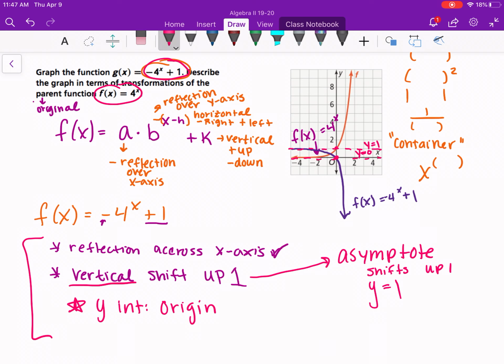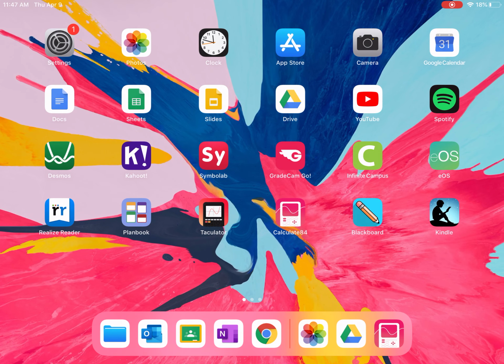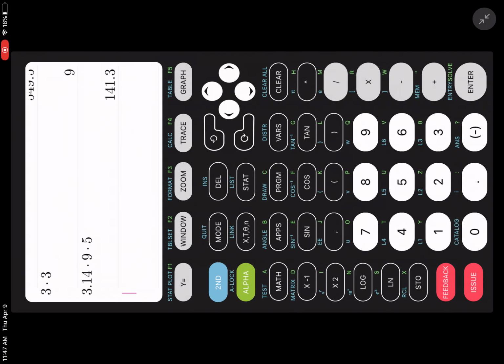Remember, I would recommend the Calculate 84 app. Hopefully you guys were using that during trig. It is right here. I can show you. It is on my bottom row of apps. In the middle, it's the pink calculator. It is totally free. TI 84 also has its software available for downloading. It's free right now because of the online learning that's taking place. So if you Google the TI 84 software, you can download that as well.